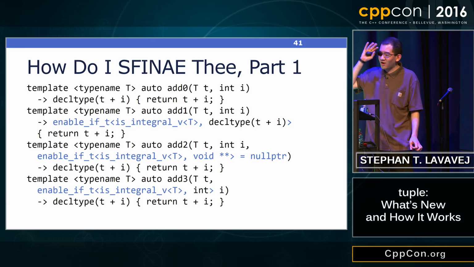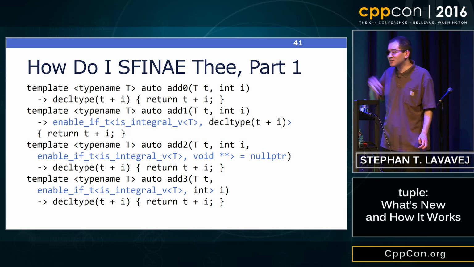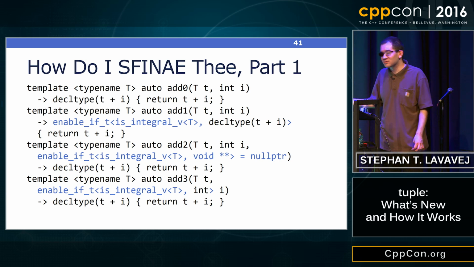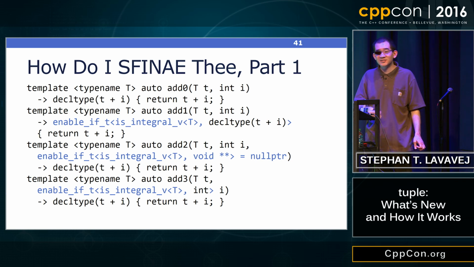So first, let's start off with a simple example. This is totally unrealistic. Add 0 takes a T and an I, adds them together, and returns it, using decltype to get the type correct and so forth. What if I wanted to constrain this thing to exist only for integral types T?